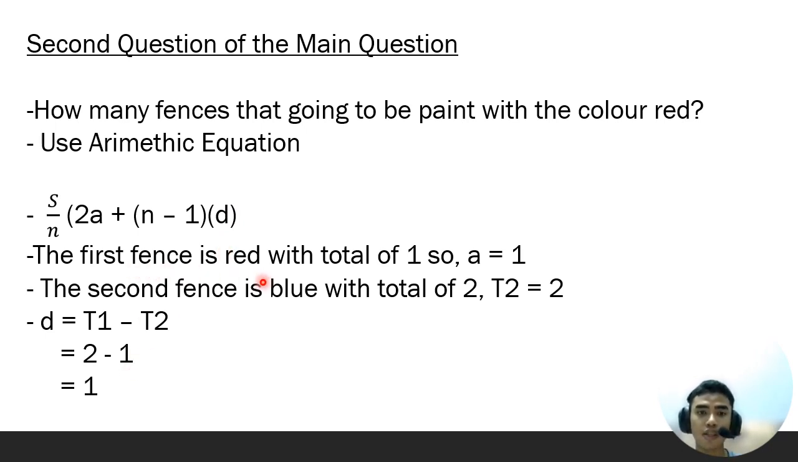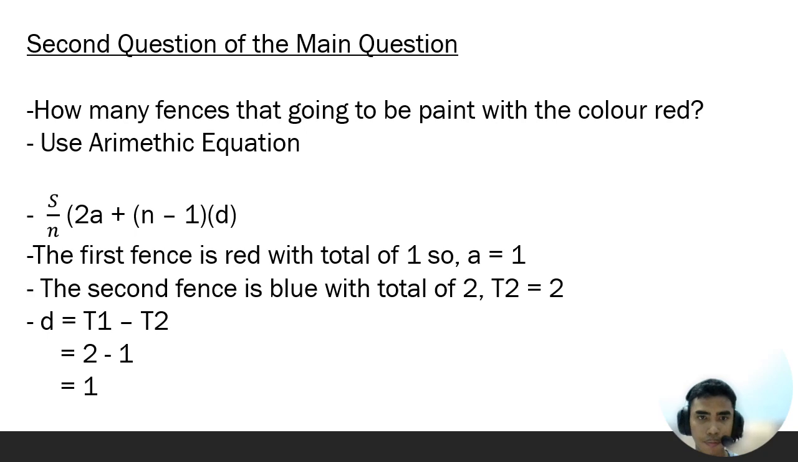So the first fence is red with a total of 1. So a starts with 1 because we're going to count red. So a is 1. The second fence is blue with a total of 2. So t2 is equal to 2. So d is t2 minus t1, which is 1. This is the difference, right?